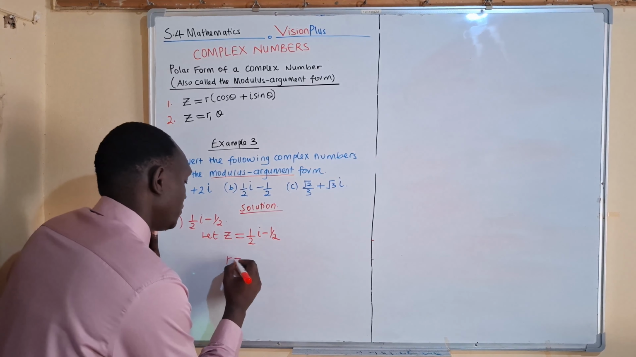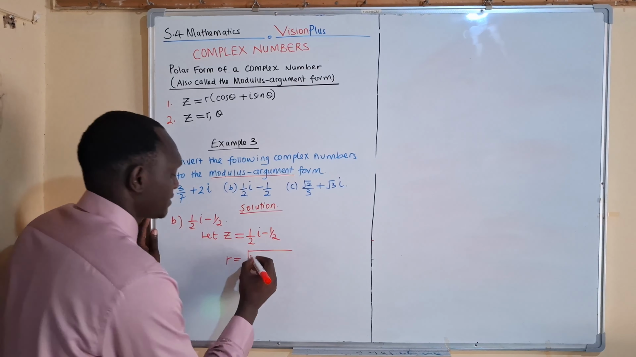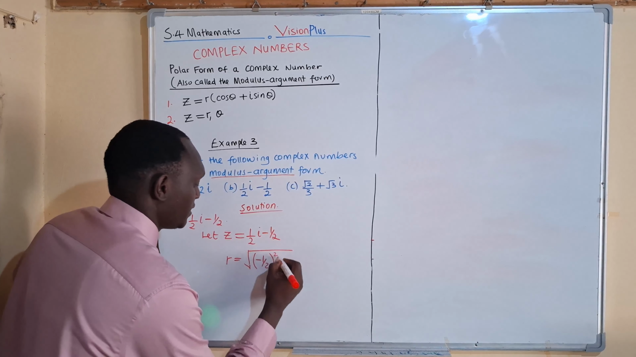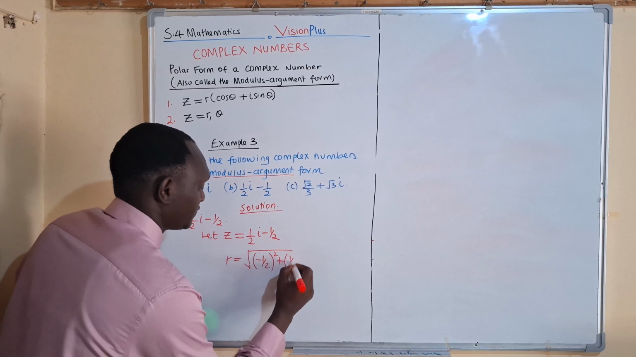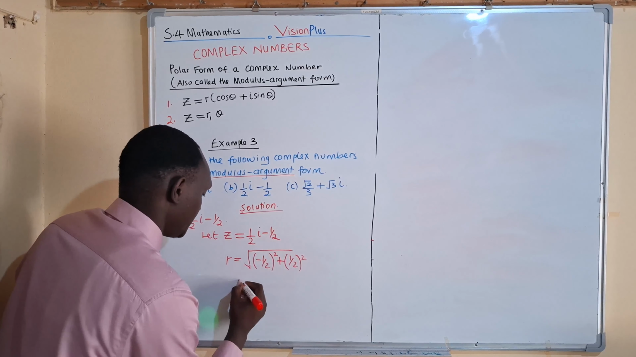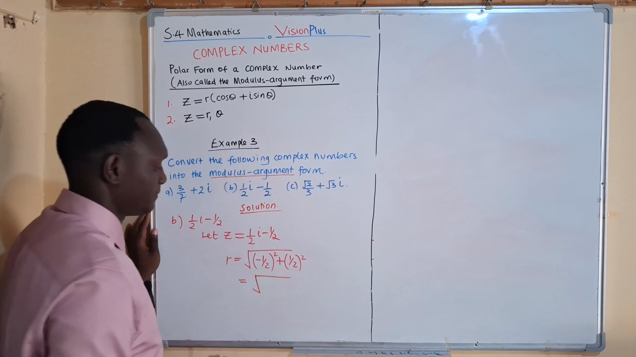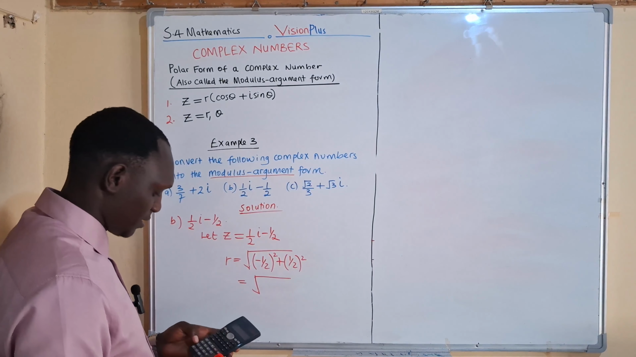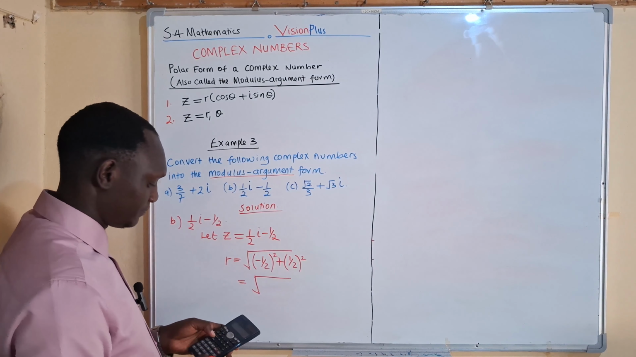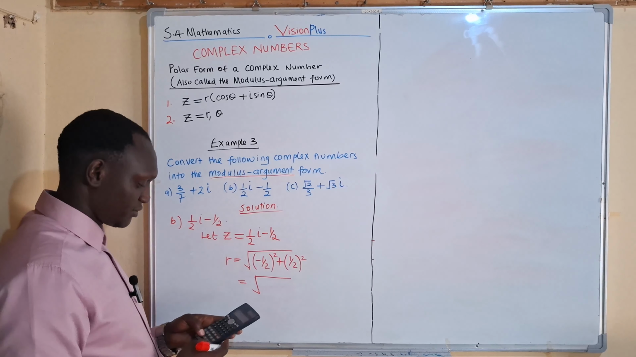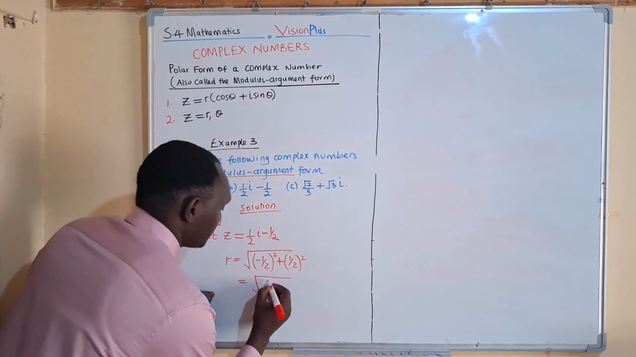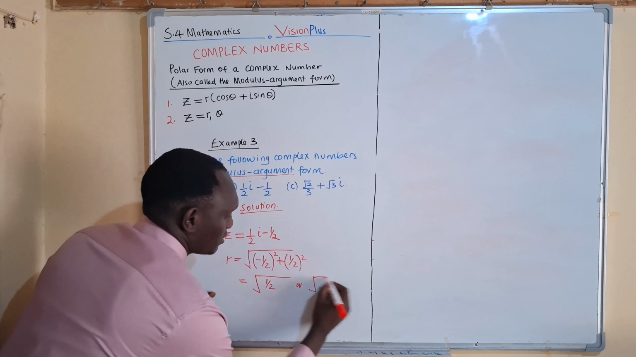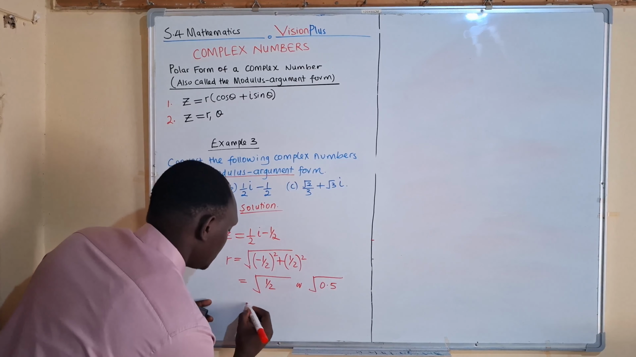So we shall say r equals the square root of x squared, x is negative half, squared, plus y is a half squared. That means here we shall have the square root of half squared plus half squared. Half squared, 1 divided by 2 squared is 0.25, plus 0.25 gets 0.5. So here it gives us a half, or 0.5. That is the same. What is the square root of a half?